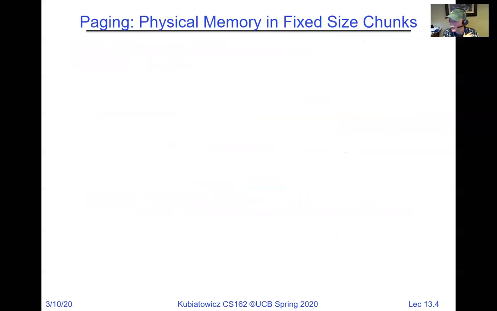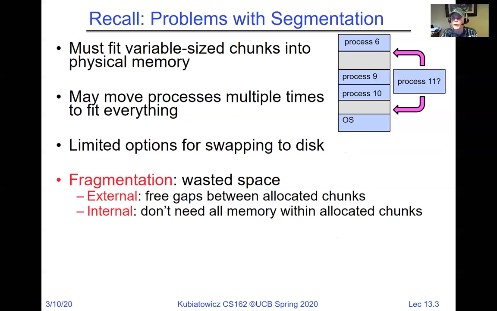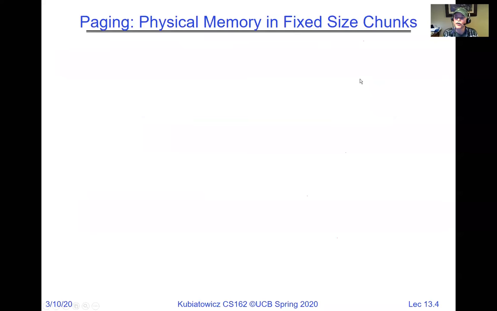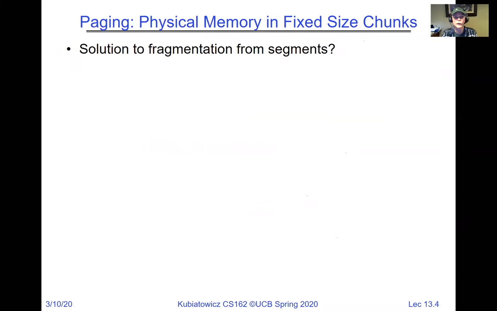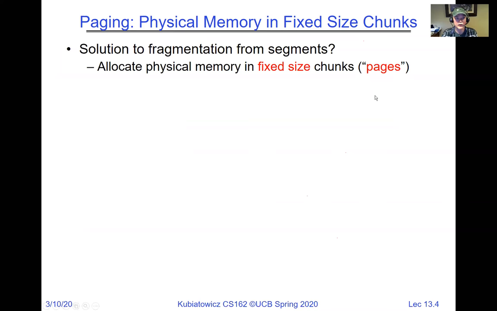To do that, we're going to have an essential observation here. The problem is that we have big chunks of variable size, and that leads us to this situation where we have to move things around. So instead, what we're going to do is have smaller chunks of fixed size. This is going to be our solution. Our fixed size chunks, we're going to call pages, not to surprise anybody, I'm sure.